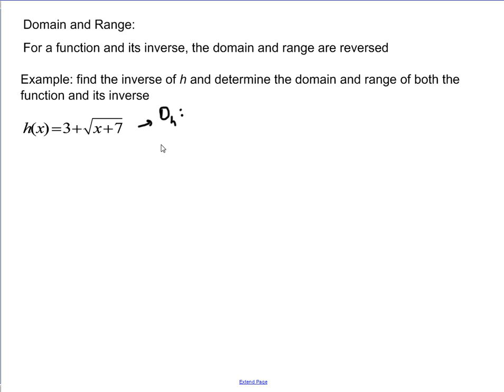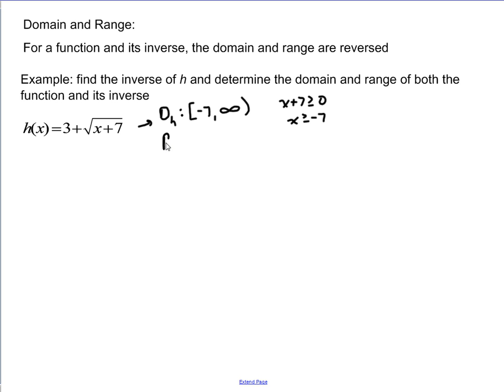So in this case, if we set x plus 7 greater than or equal to 0, we're going to get x is greater than or equal to negative 7. And so our domain is going to be the set of all x values such that everything from negative 7 to the right, off to positive infinity, will be in the domain. But what about the range?